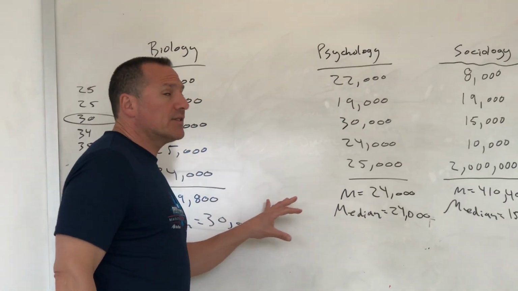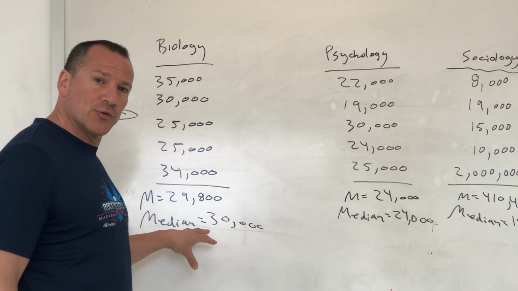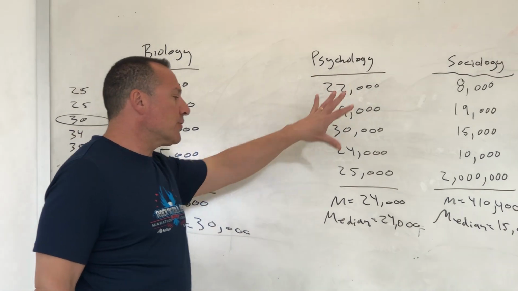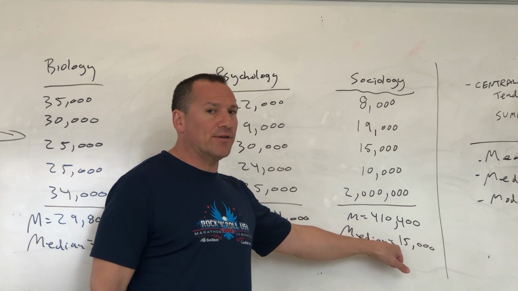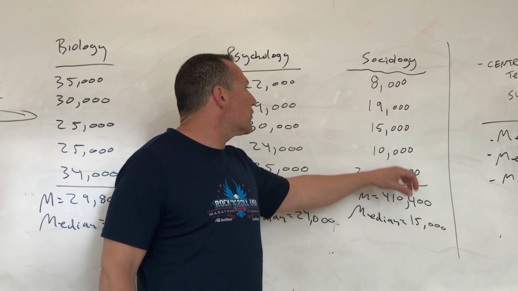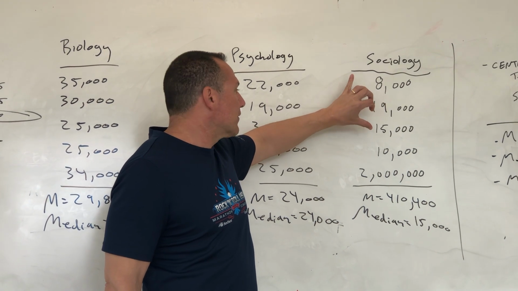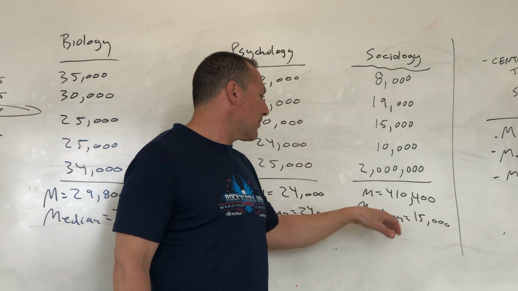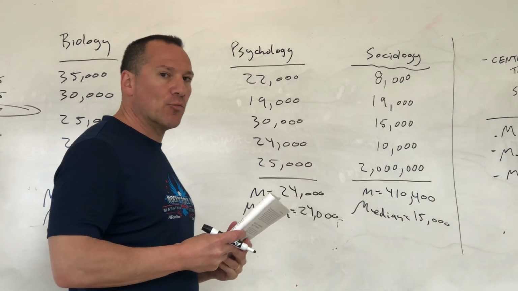For biology and psychology, it doesn't really seem to matter. The median and the mean are very close to each other. But for sociology, it makes a big difference. Because for the sociology scores, that median of 15,000 is so much more typical of the lion's share of the scores, of these four scores. Again, this one's an outlier. So this is a case where the median is actually a better representation of scores more generally.